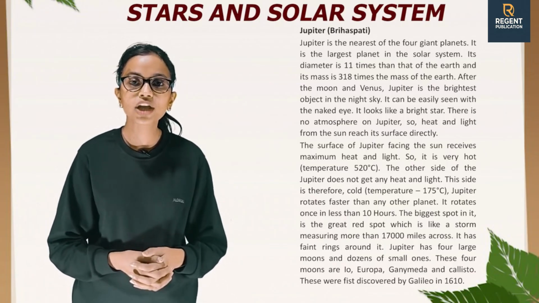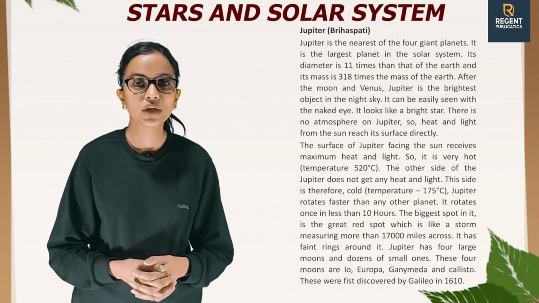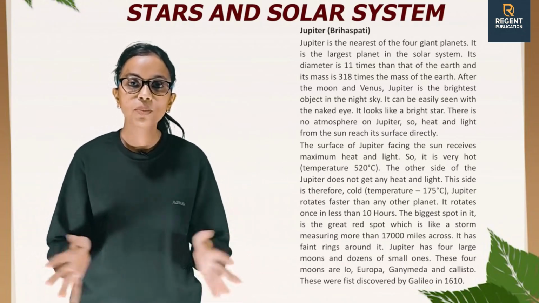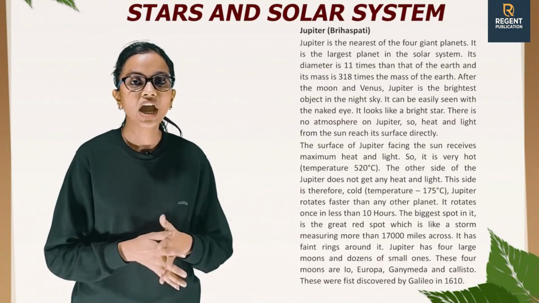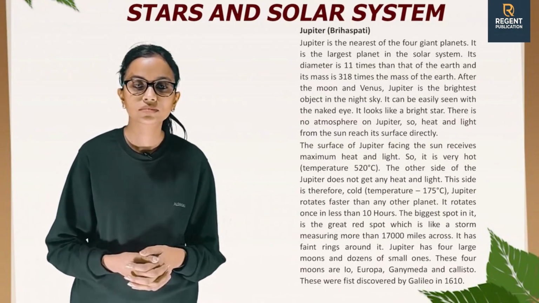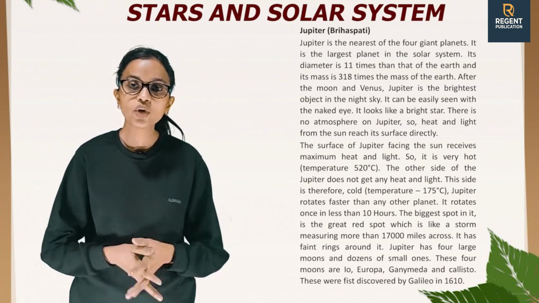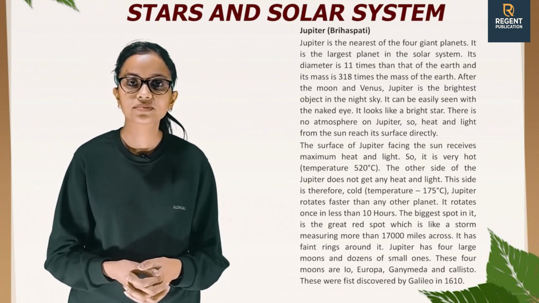Jupiter has 4 large moons and dozens of small ones. These 4 moons are Io, Europa, Ganymede, and Callisto. These were first discovered by Galileo in 1610.